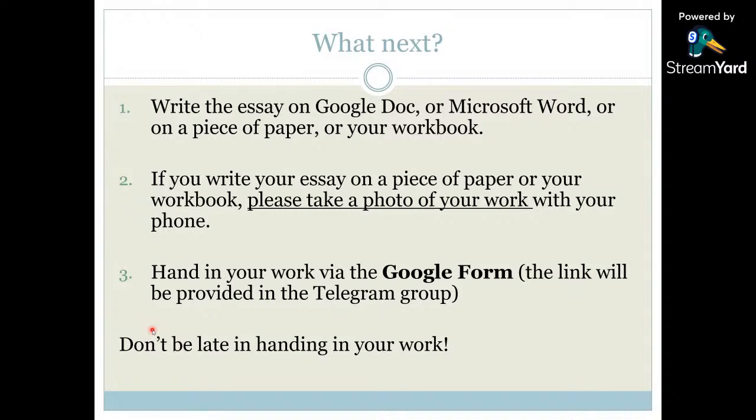If you write your essay on a piece of paper or your workbook, please take a photo of your work with your phone. Jadi bila tulis dalam buku kerja, jadi tolong ambil gambar. Okay, kerja awak. Hand in your work via the Google form. The link will be provided in the Telegram group later.